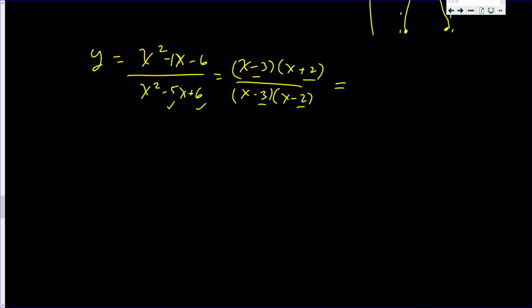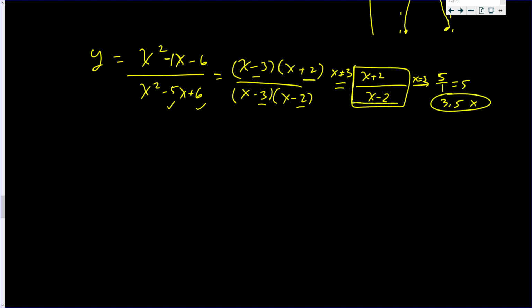Now, if x is not 3, we have x plus 2 over x minus 2. This is what I want to graph, except when x is 3, we get 5 over 1, which is 5. So I am going to graph this, but I'm going to remove 3, 5. Okay. Vertical asymptote is at x equals 2, because it makes the bottom 0, but not the top. And that's the only one.